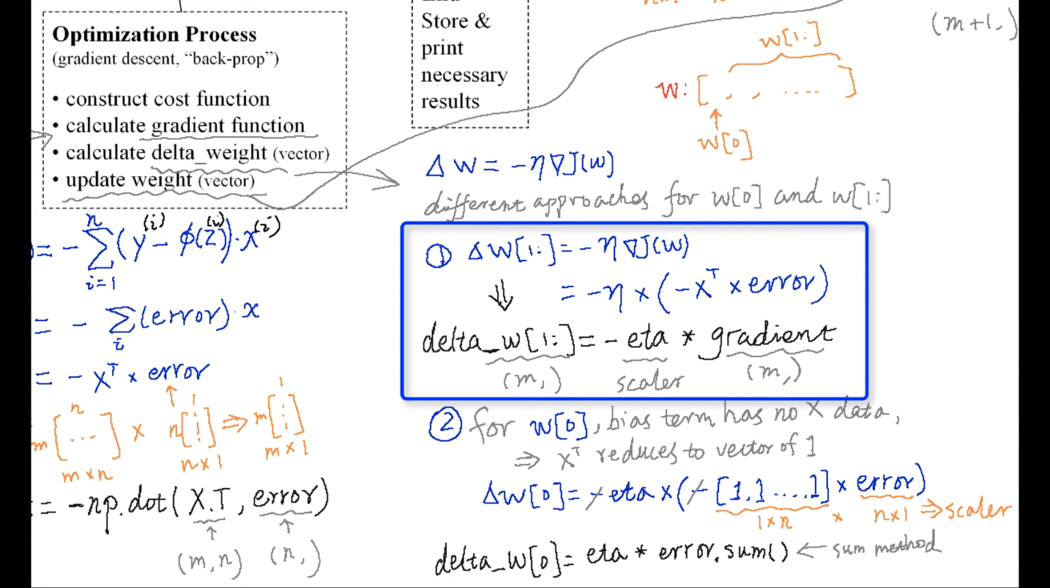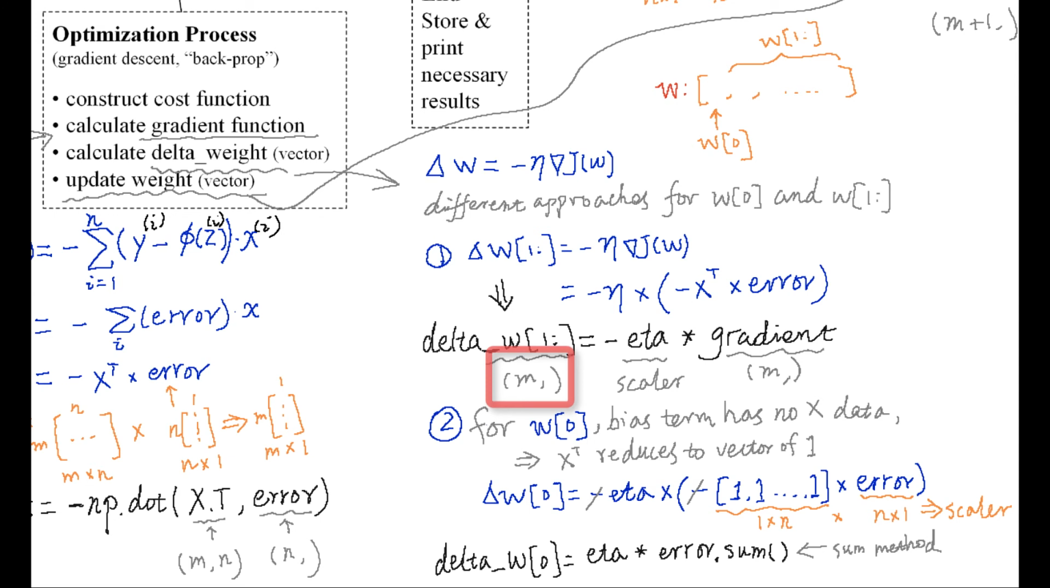And to implement this in Python, we would simply multiply the negative sign, eta, which is a scalar, which means it's a simple number, and the gradient vector, which has length m. The result will be a vector of length m, and we store it in the delta w vector. And keep in mind that the delta w vector has the same length as the w vector, so that's why this formula will calculate only those m elements beginning at the index of 1 all the way to the end that correspond to m elements of the weight vector.